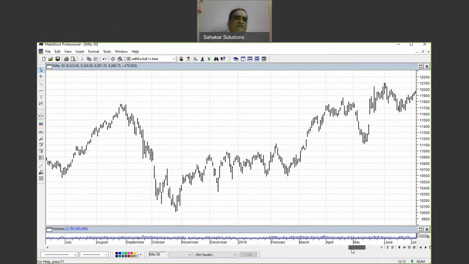So for that, what I do is I draw a trend line here from the bottom. Always remember that for an uptrend, it is always advisable to take bottoms, and for a downtrend, it is always advisable to take tops. So here the stock is moving up, one bottom here, another bottom here. So the stock is in an uptrend.